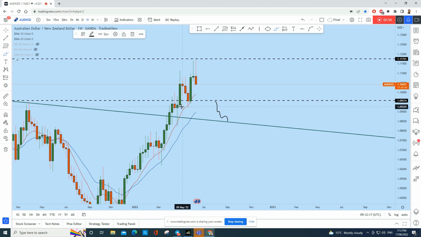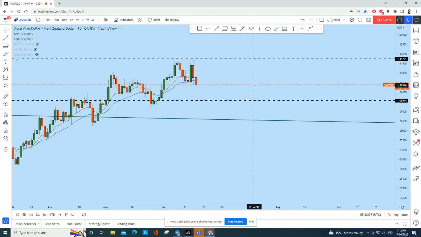As you can see, there is a long-wick doji here on the weekly, and that doji has not been tested, and we could see AUDNZD even coming back to this level, testing the 50% of this doji before creating any bullish move. So on the weekly as well, we have a bearish confluence.